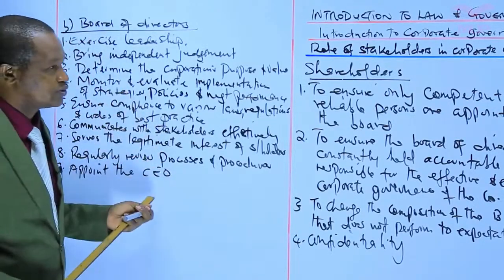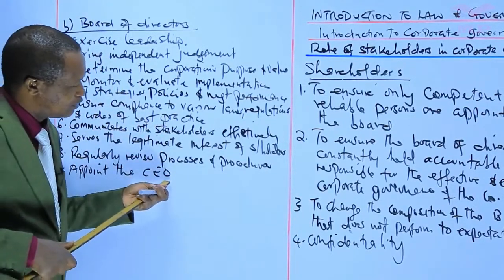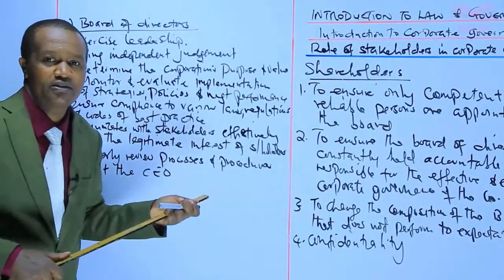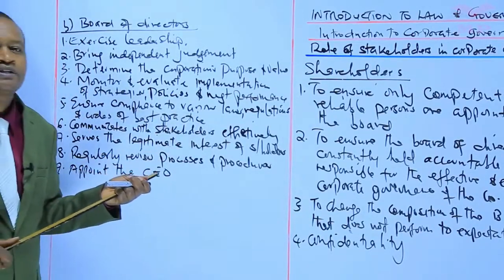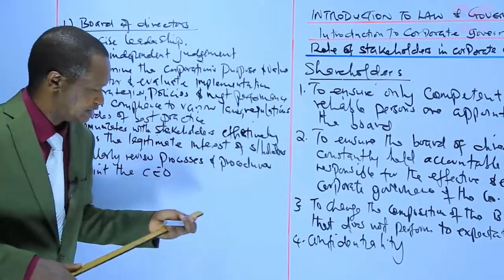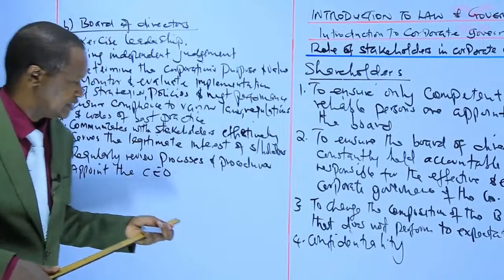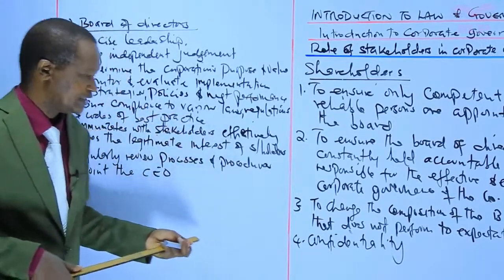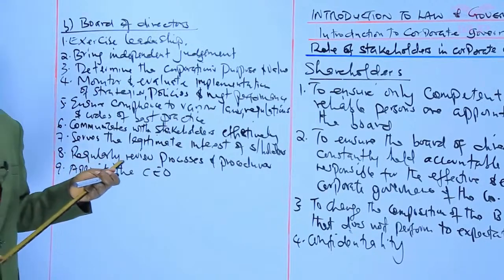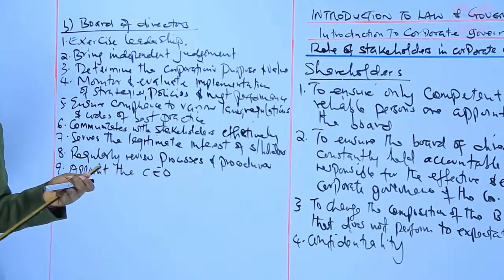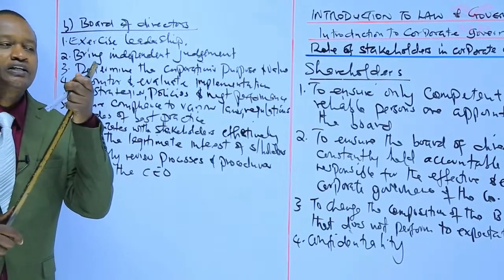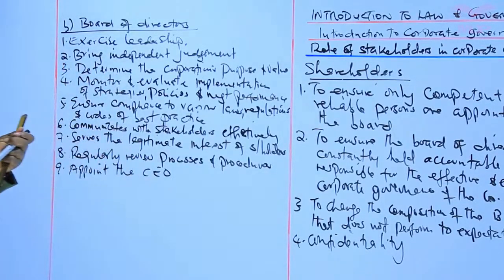The board of directors should ensure that this team of managers, these senior managers, are continuously trained. They should have continuous training so that they discharge their functions effectively. Appointment of the CEO and the senior management.